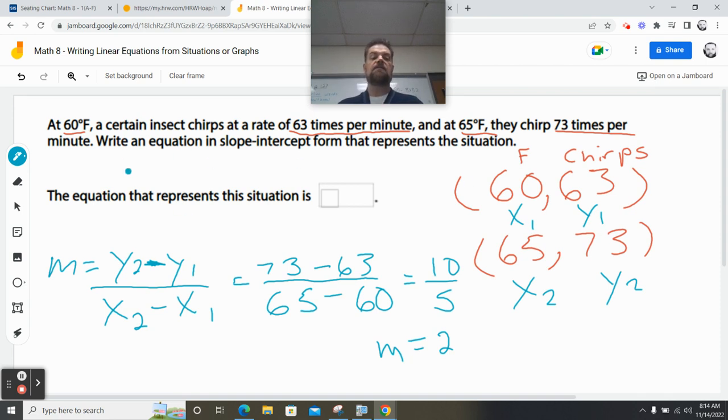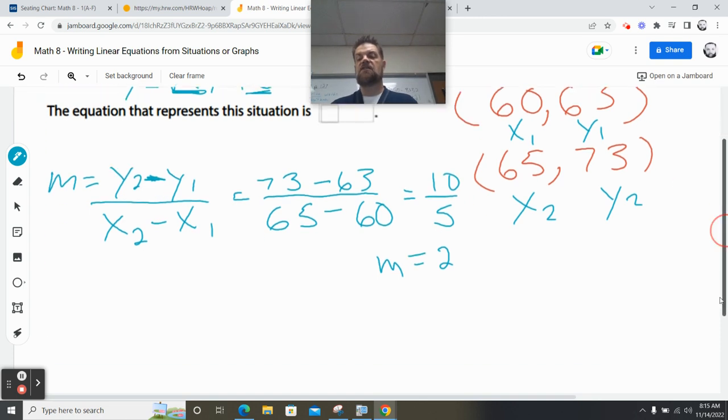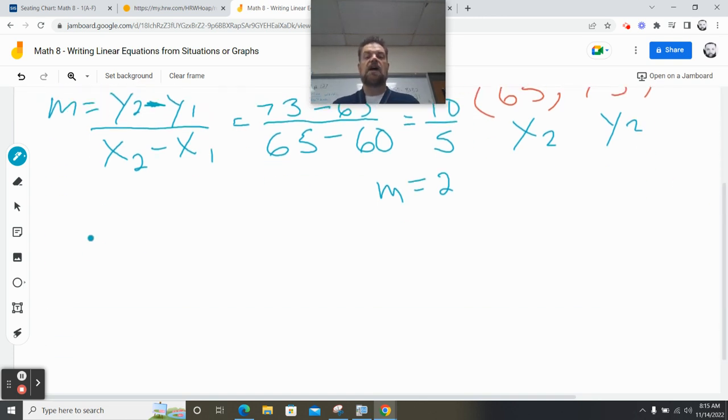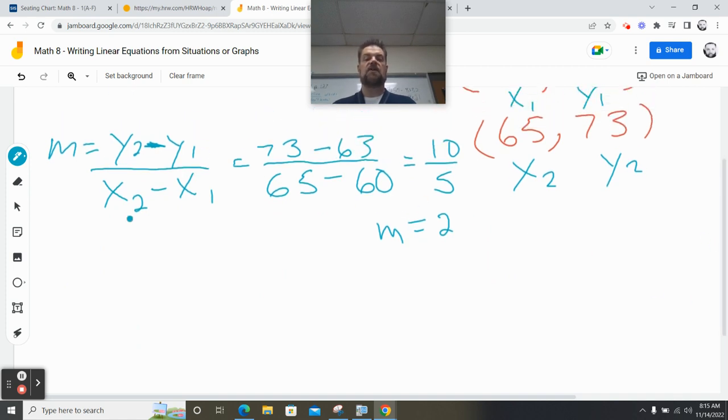So remember, I'm going to write an equation that's y equals mx plus b. And in order to do that, I need to know what m is, and I need to know what b is. So to find b, the process for finding b is pretty simple. I'm going to take an x and y value. It doesn't matter which one. I'm going to use the second one.